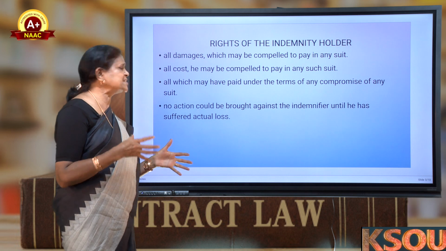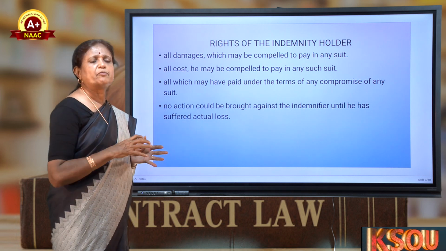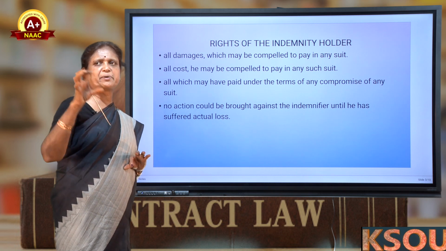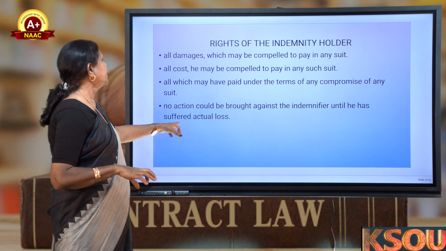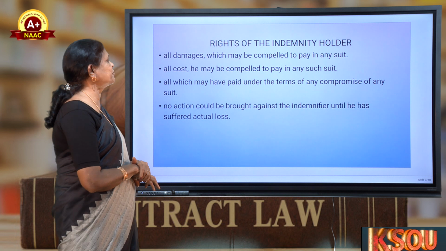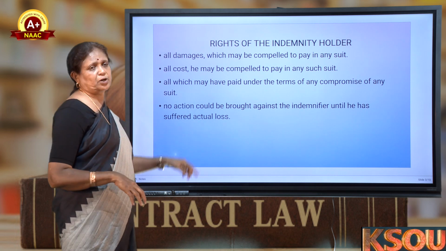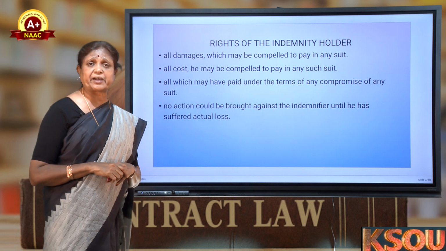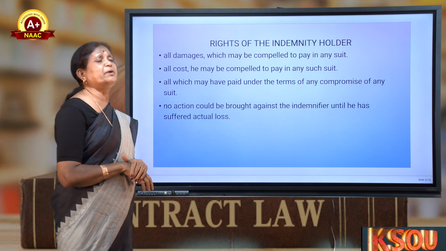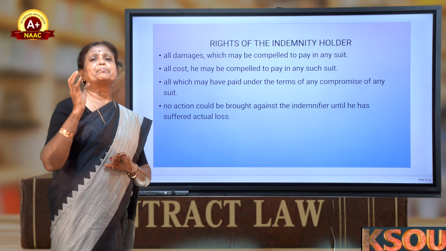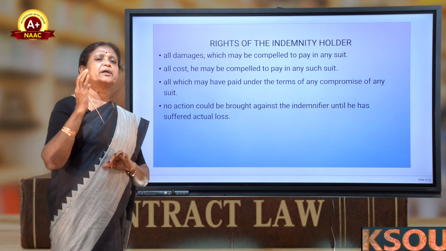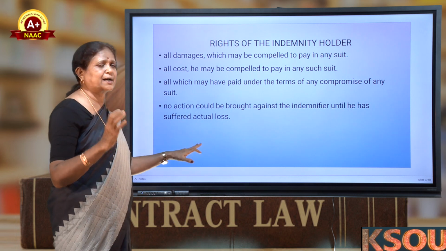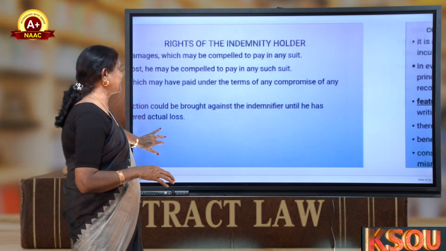If the suit is compromised, and any cost is incurred for the compromise petition, the indemnifier has to reimburse it to the indemnity holder. No action can be brought against the indemnifier until the holder has suffered actual loss. That is the difference between the contract of indemnity and the contract of guarantee: in indemnity, compensation can be given only if he has an actual loss. Only when the person has suffered the actual loss does the indemnity take place.